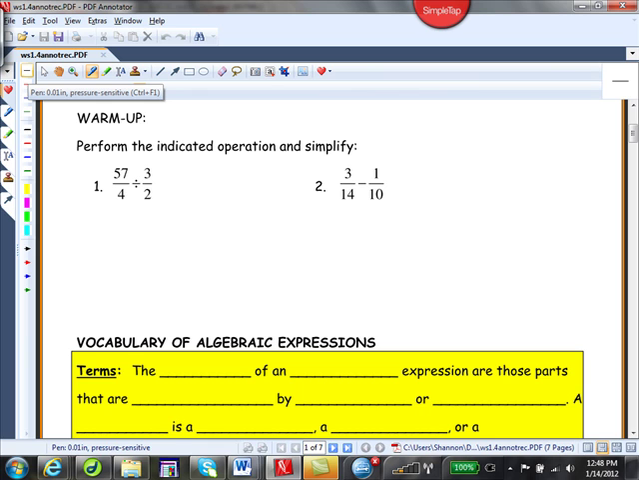All right, let's see how you did. Recall that when you are dividing fractions, you're multiplying the first fraction by the reciprocal of the second fraction. So here we can rewrite our 57/4 will multiply by 2/3, which is the reciprocal of 3/2. Remember, nothing in math is free, so the way we paid for changing that sign is to multiply by that reciprocal.